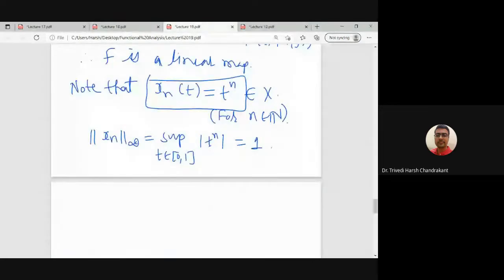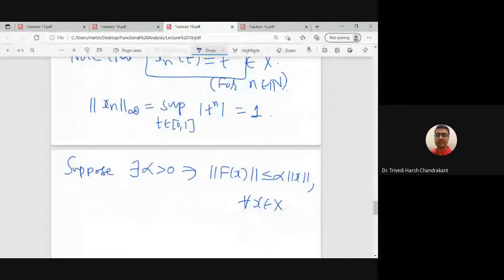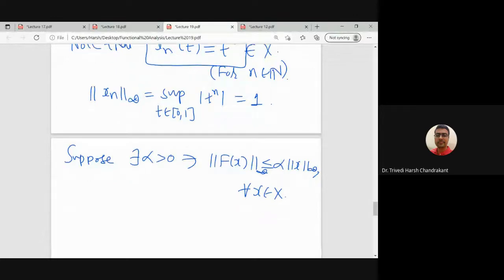So suppose there exists alpha greater than 0, so norm of f x is less than or equal to alpha times norm x for every x in X. Suppose this is true. And now what are the norms we are taking? We are taking supremum norm, right? In the domain and codomain both. So we are assuming the function is continuous. So if it is continuous, there exists some alpha which satisfies for all x.